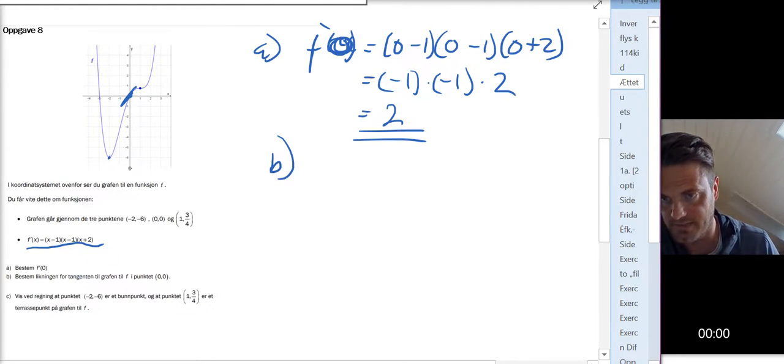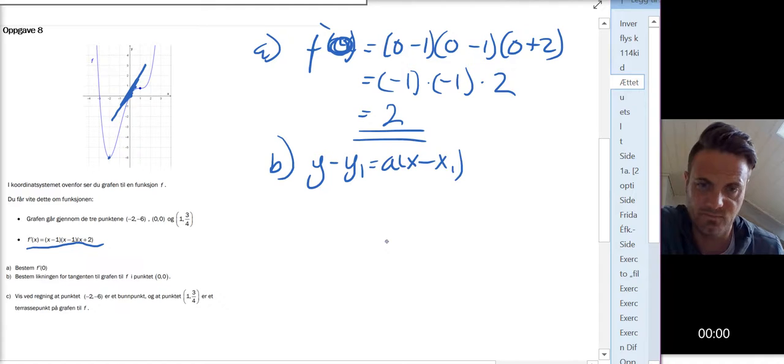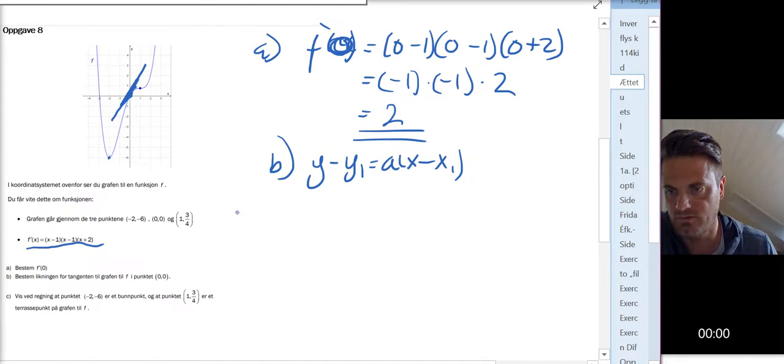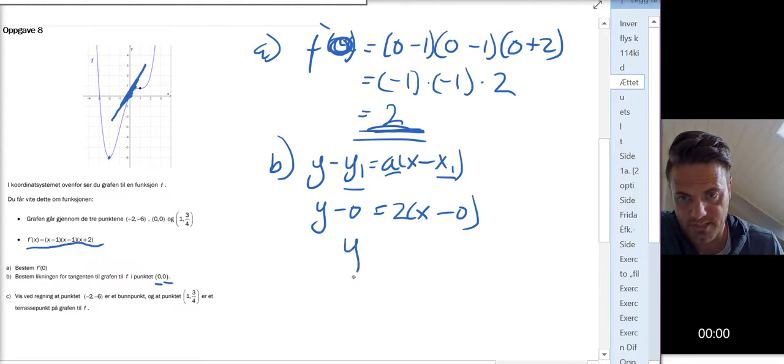And exercise B. Find the equation of the tangent line here. Okay, then we just use the point gradient formula, which is nearly always the case when we should find a tangent line. And we need x1, which is the x coordinate of the point. We need y1, which is the y coordinate of the point. And we need a, which is the derivative, the slope in this point of the tangent line, which is 2. So it's y minus 0 is equal to 2 times x minus 0. So we get y is equal to 2x.